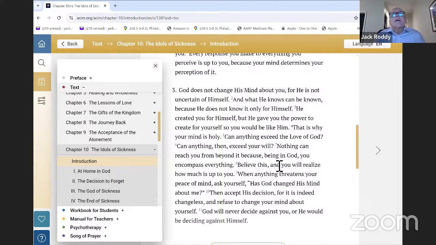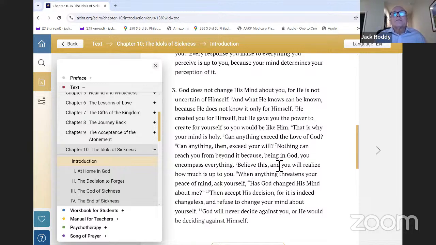God does not change his mind about you, for he is not uncertain of himself. And what he knows can be known because he does not know it only for himself. He created you for himself, but he gave you the power to create for yourself so you would be like him. That is why your mind is holy.